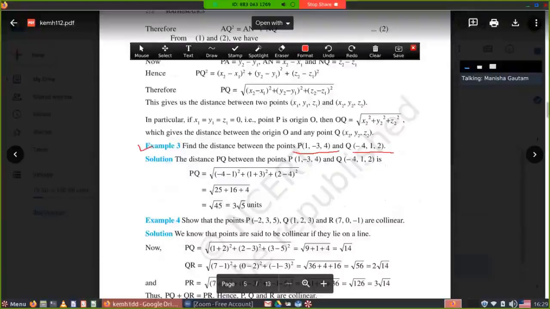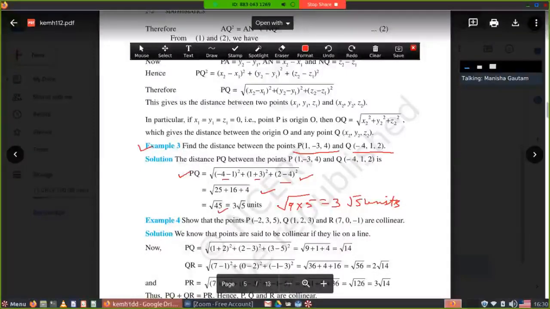Distance between P and Q, it means PQ equals root of minus 4 minus 1 whole square plus 1 minus of minus 3, means plus 3, 1 plus 3 whole square plus 2 minus 4 whole square. X coordinates are subtracted, Y coordinates are subtracted, and Z coordinates are subtracted, and take the square of each and add them. What you will get? 25 plus 16 plus 4 equal to root 45, and root 45 can be written as 9 into 5, or you can say 3 root 5 unit.